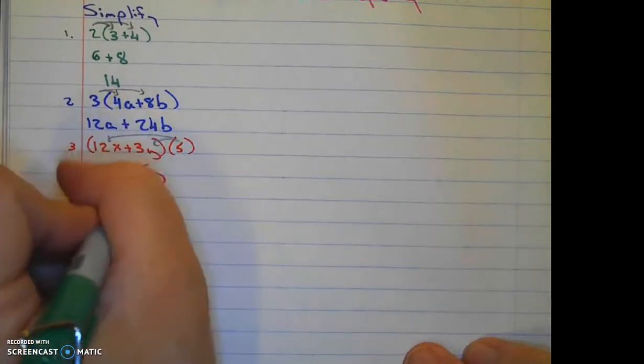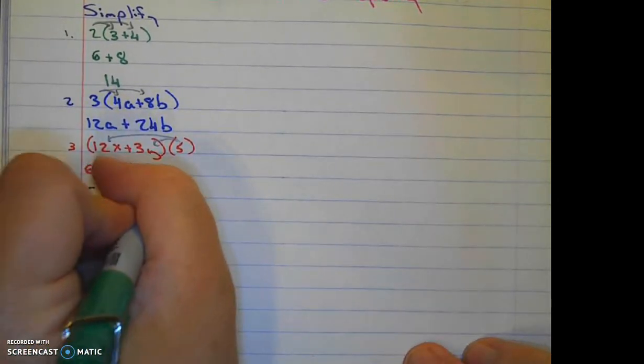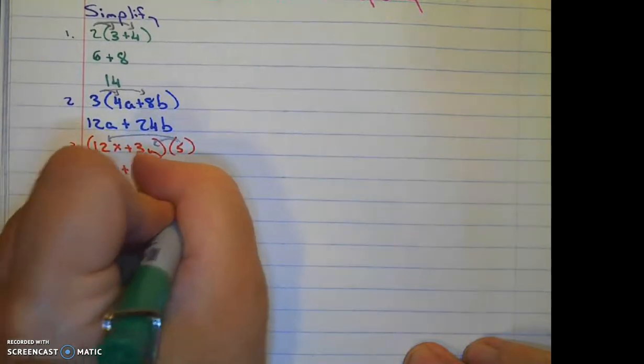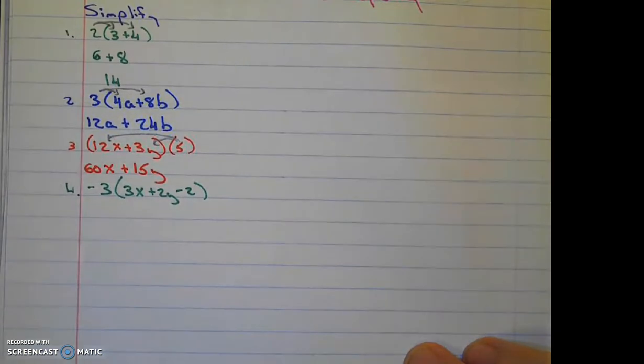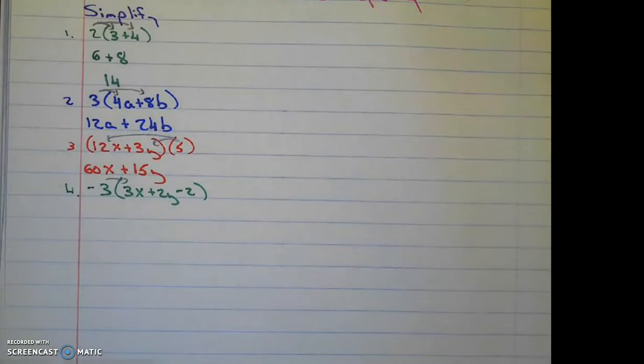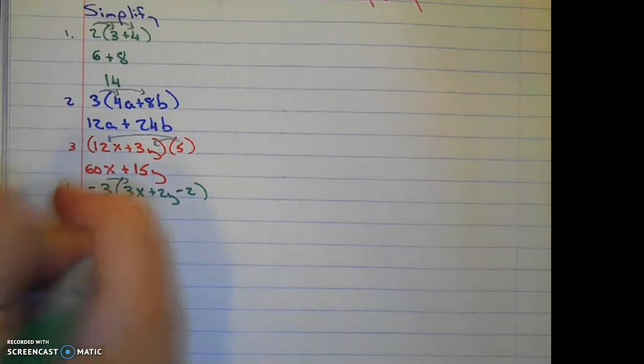On this one, let's take the negative 3 times 3x plus 2y minus 2. So that negative 3 in front gets multiplied with each and every term in the parentheses, no matter how many or how few terms that there might be. So negative 3 times 3x, a negative times a positive is a negative, so I get to write a minus, or a negative that is. And 3 times 3x gives me a 9x.